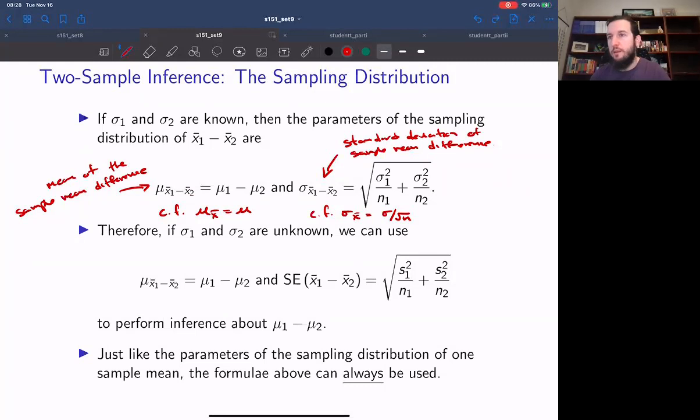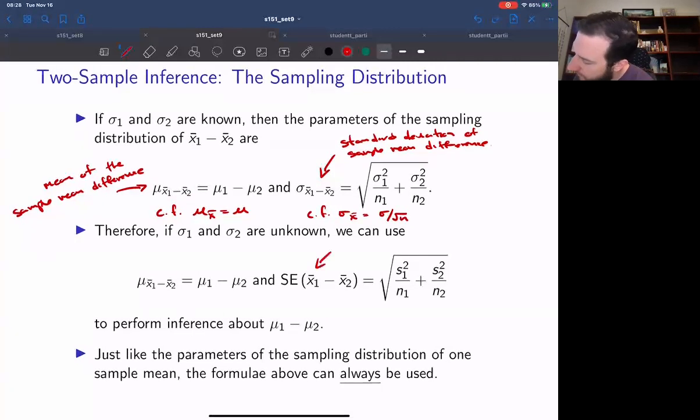So we just have very slight differences in the formula that we're using. Okay, if sigma 1 and sigma 2 are unknown, we just replace them with the sample standard deviations, and that gives us the standard error. So the same idea as before.